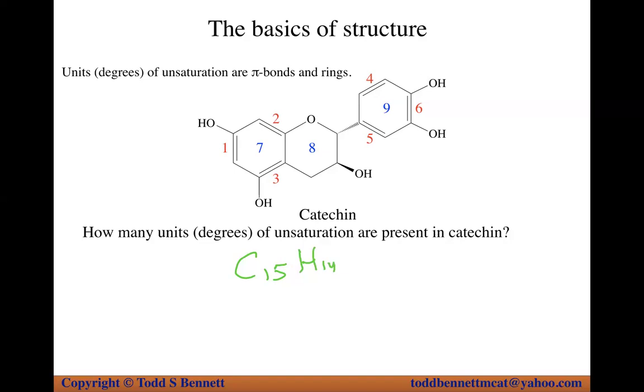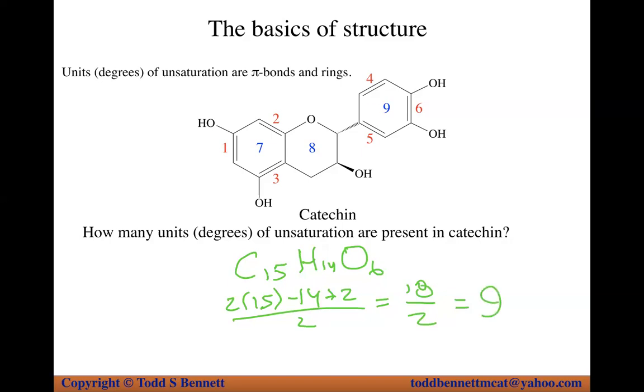And then O's, there are altogether 6 of them. But I don't care about those. So 2 times 15 is 30. Minus 14 is 16. Plus 2 for the end of the chain, 18 divided by 2. Actually, let me emphasize it's 18 over 2, which equals 9. Just what we got. Formula approach or structure approach that works.